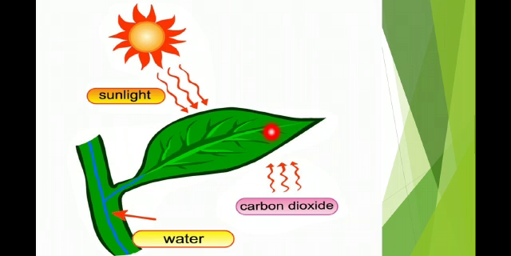This process is called photosynthesis. In this picture you can see all the things that leaves need: water, carbon dioxide and sunlight. And chlorophyll is also, you know, a green pigment inside the plant cell. So by using all these things, the leaves make the food for the plant. This food is called glucose, and the food making process is called photosynthesis.